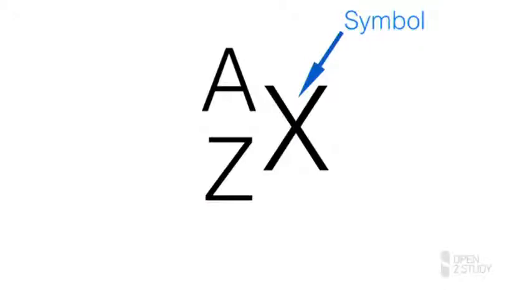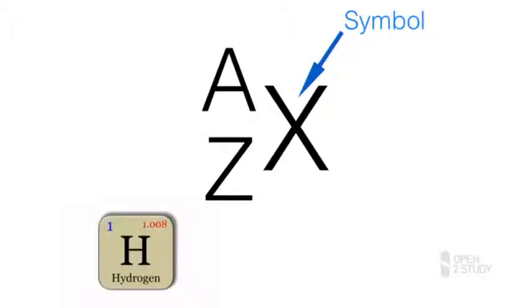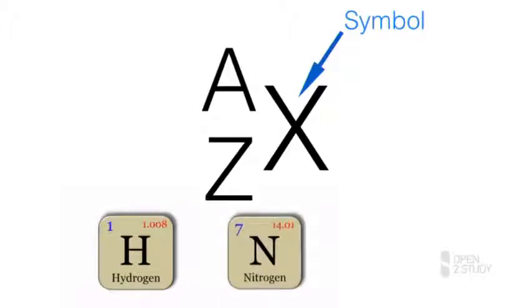X is the atomic symbol, so it tells us what type of atom or what type of element we're talking about. So if you have a look at your periodic table, if I take element number 1 up in the top left corner, that's hydrogen. It has the atomic symbol H. If I pick element number 7, over to the right hand side of your table, that's nitrogen, which has the symbol N.